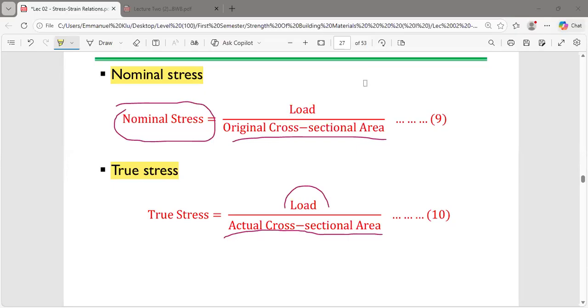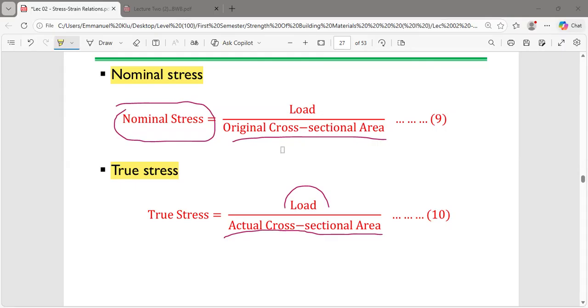So the original cross-sectional area is the initial area of a material's cross-section before any deformation or loading occurs. Do you understand me? Can you repeat what I said? You said the original area is the area of a material before any deformation occurs. So that is the original cross-sectional area. Yes, sir.